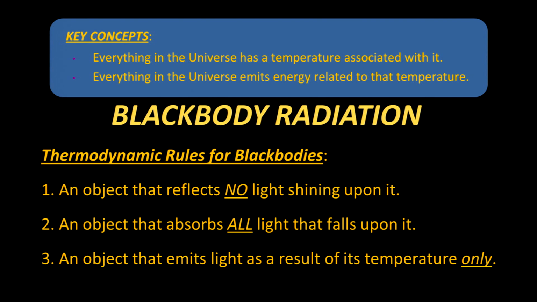The first one is, for an object to behave with blackbody behavior, it has to be an object that reflects no light that shines on it. The second rule is that it must be an object that absorbs all light that falls upon it. And it must also emit light only as a result of its temperature. So all three of these have to be in place at the same time. To understand how reflection, absorption and emission are related to each other, we pre-recorded a demonstration that will show you the differences and the similarities between these three principles.